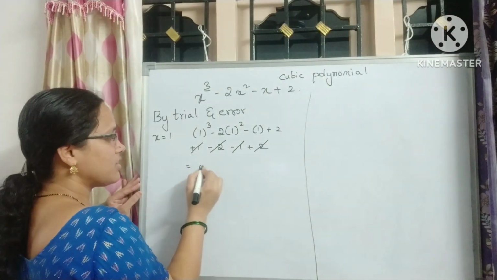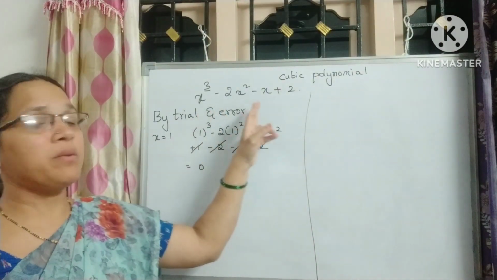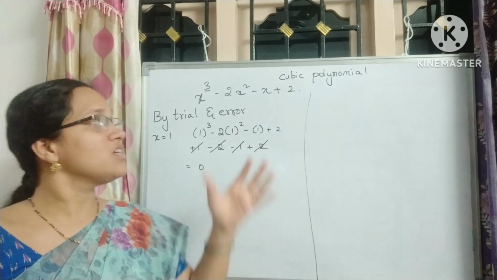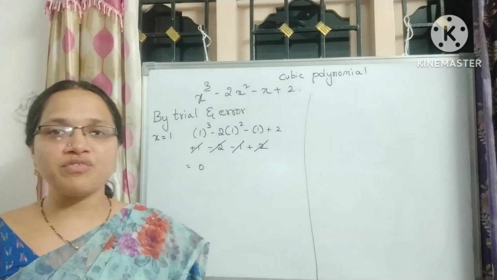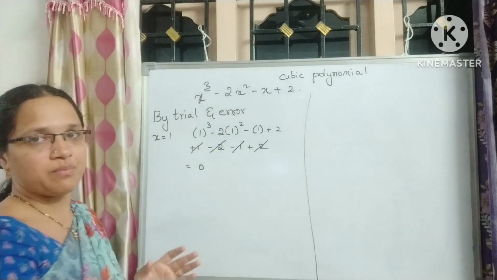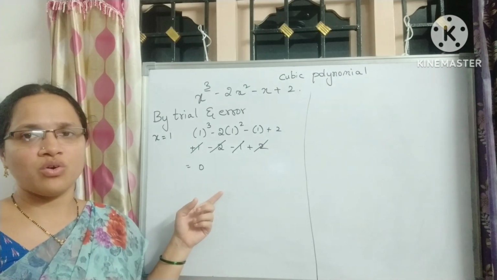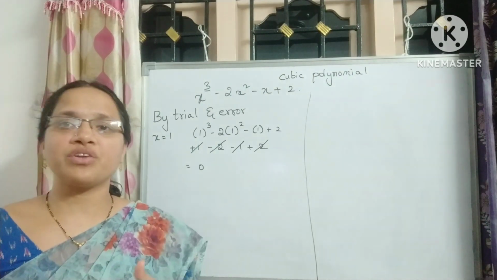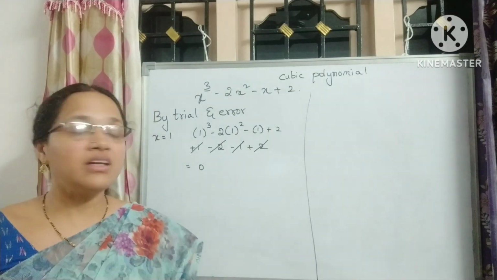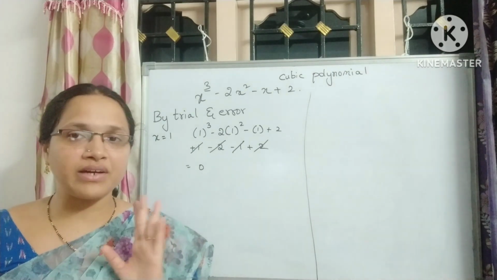As you can see, at x is equal to 1, the cubic polynomial became 0. That means x is equal to 1 is one of the factors of this cubic polynomial. Now from here, this process is the same. Suppose you don't get 0 at x is equal to 1, you have to try minus 1. You should try 2, minus 2, 3, minus 3, 4, minus 4, until you get the value 0, until you find the first factor.